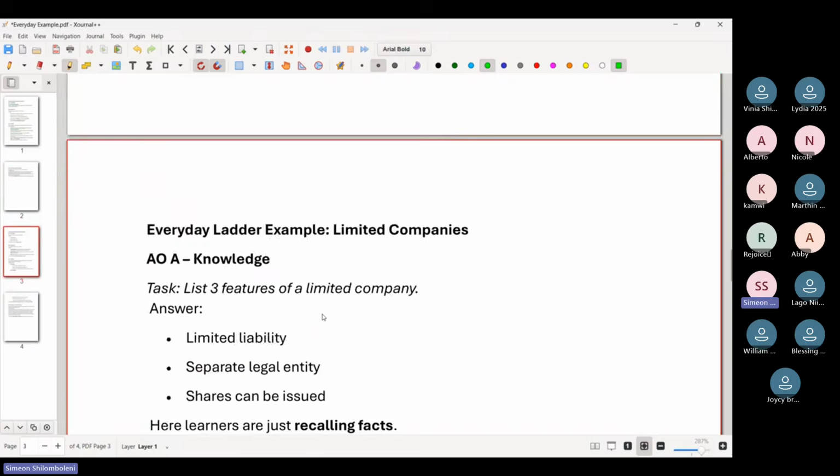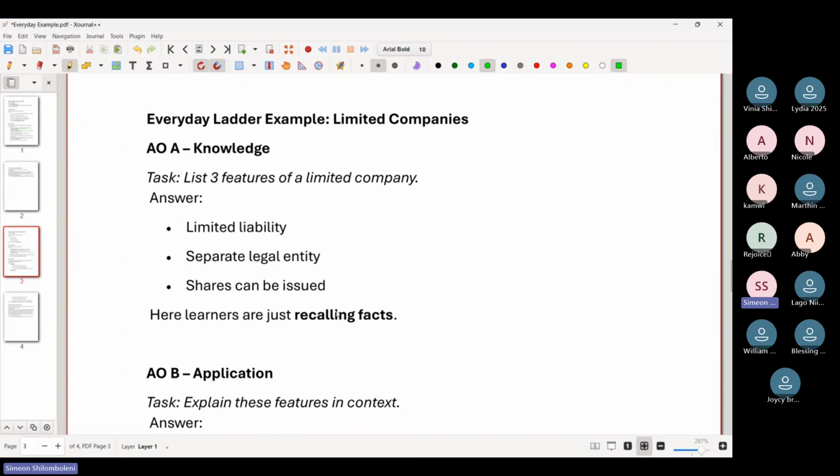Now, let me take it from something that relates to accounting. Limited companies. List 3 features of a limited company. This one is going to be your assessment objective A. Anybody should be able to list. It's limited liability, separate legal entity. Shares can be sold to the public.